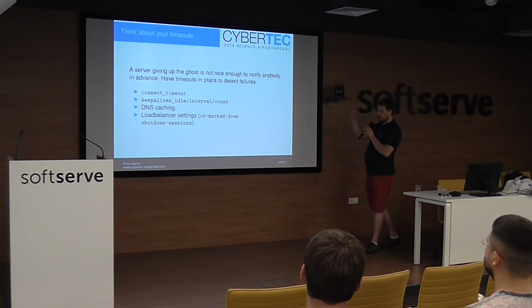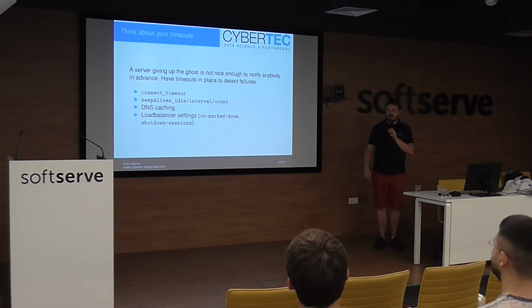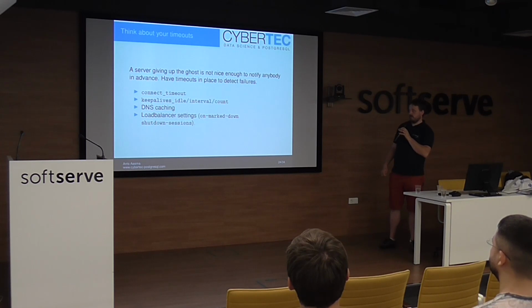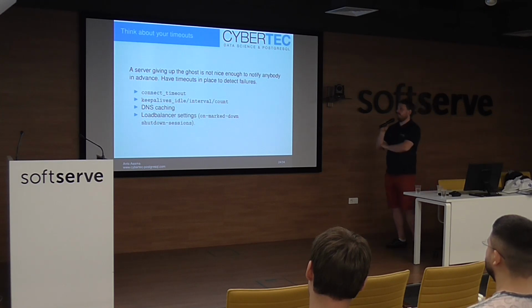One of them is connect timeout. When somebody is trying to connect to the dead master, you want them to figure out sooner than the default that the server is down. I think the default is like 30 seconds or 2 minutes or something like that. And that might not be good enough. So set the connect timeout that is suitable for your expected failover times.